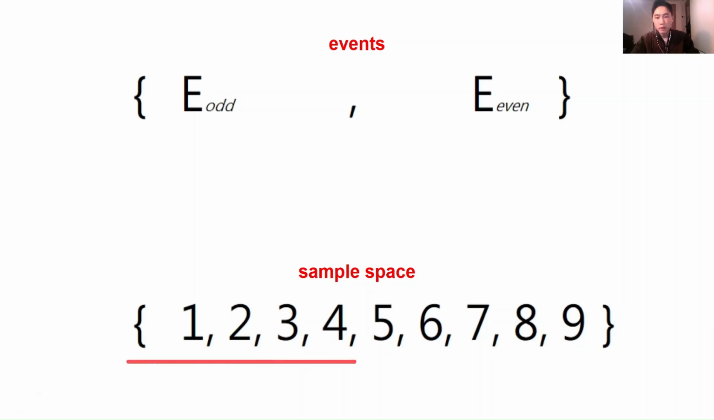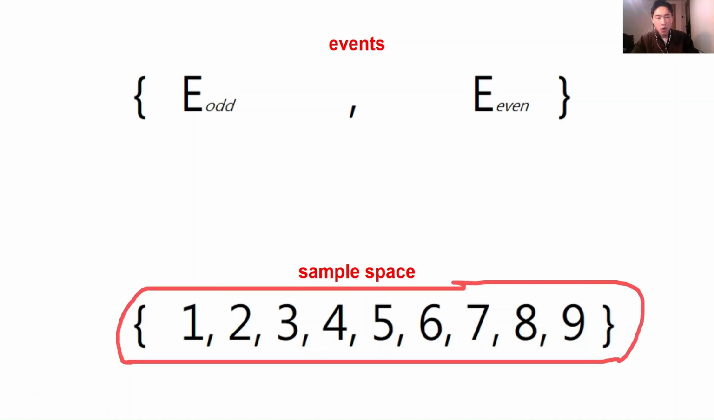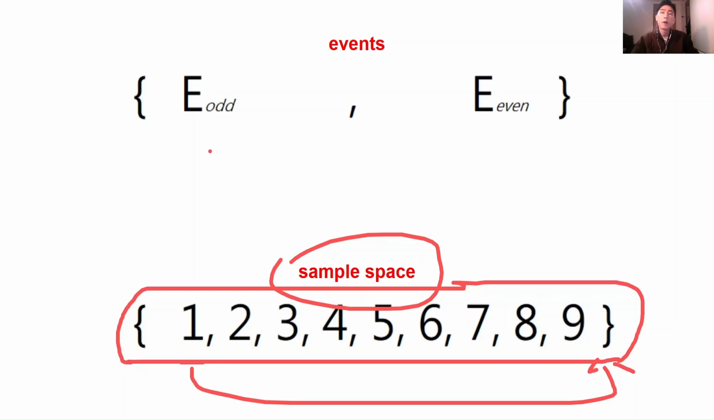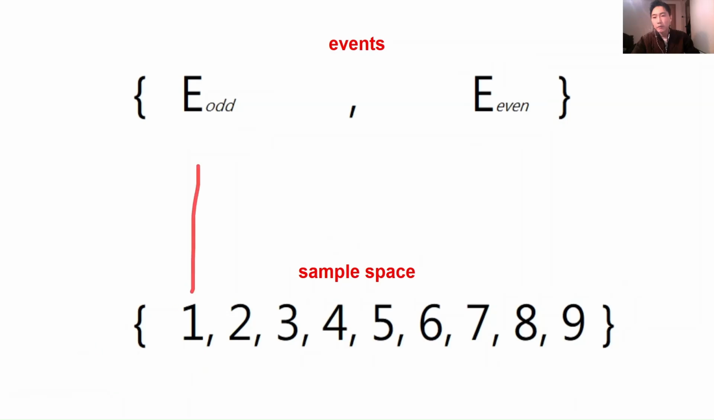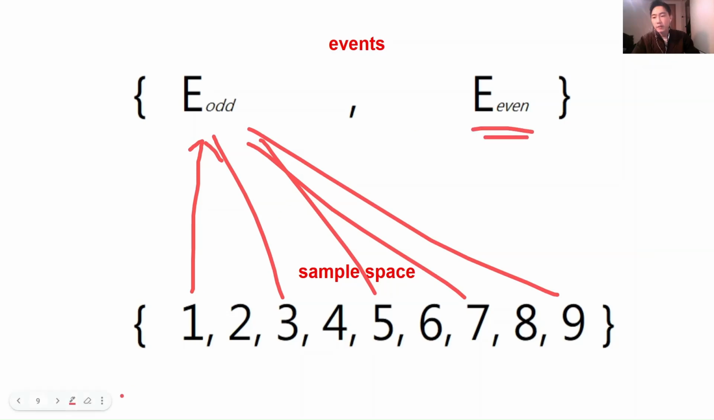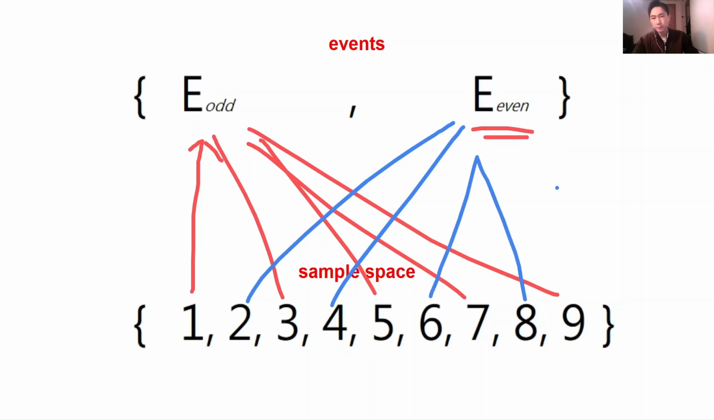In this experiment, we can have some outcomes, and all the possible outcomes are in a sample space, which is 1 to 9. Now how about we sort all the outcomes into 2 kinds of events. One is the event odd, the other is the event even. In the event odd, we have 1, 3, 5, 7, 9. In the event even, we have 2, 4, 6, 8, right?